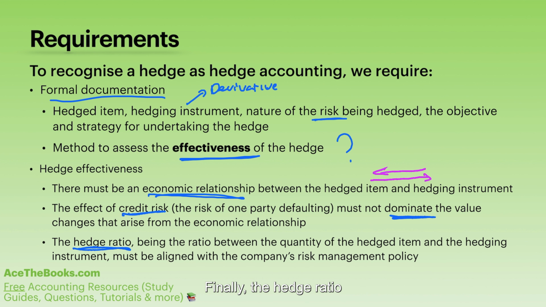Finally, the hedge ratio, being the ratio between the quantity of the hedged item and the hedging instrument, must be aligned with a company's risk management policy. So as we mentioned, the purpose of a fair value hedge is to provide protection against fair value movements. A company does not necessarily need to hedge the full value of an item it wishes to hedge. Instead, it may only hedge 40% of it, for example, if it deems that this proportion or hedge ratio would be significant enough to reduce volatility in line with its risk management policy.